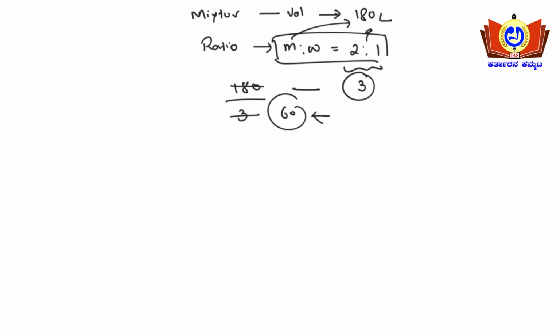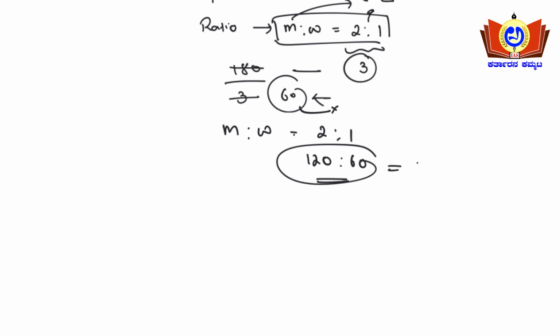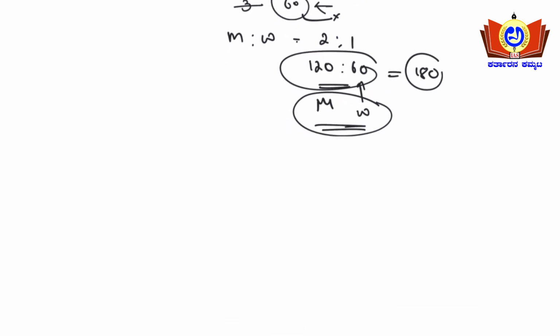So what is the ratio of milk and water here? Milk to water is 2:1. So 60 into 2, that is 120, and 1 is 60. So 120 plus 60, that will be 180 total volume. So milk is 120 liters and water is 60 liters. So this data we got here, right? Now the amount of water that should be added shall be taken as x.